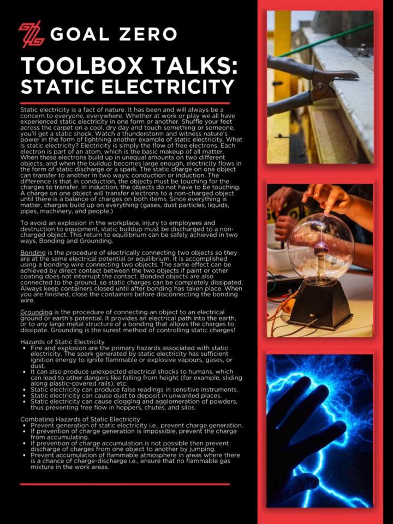Bonding is the procedure of electrically connecting two objects so they are at the same electrical potential or equilibrium. It is accomplished using a bonding wire connecting two objects. The same effect can be achieved by direct contact between the two objects if paint or other coating does not interrupt the contact. Bonded objects are also connected to the ground, so static charges can be completely dissipated.